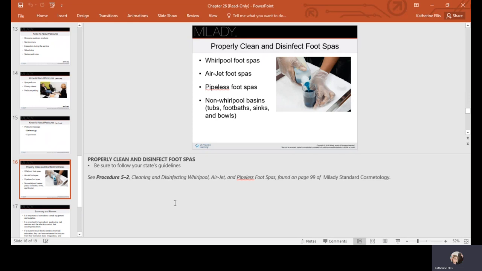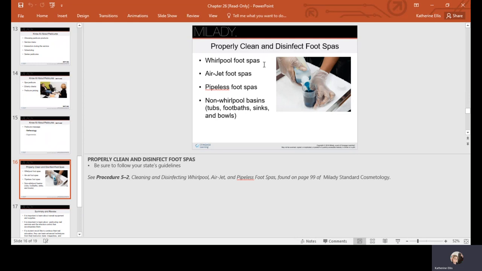Whirlpool foot spas, air jets, and pipeless, non-whirlpool units, which are just a basin, a tub, a foot bath, or a bowl, all have to be properly cleaned and disinfected. Probably the worst, in my opinion, the most egregious, is the whirlpool, because it has those jets, and as you're using your lotions and potions, that product builds up inside those jets, which they are supposed to take apart and clean daily. You are supposed to be running disinfectant for 10 minutes behind every client. And we all know that's not happening at a lot of places. That's why they became a target, because they were so susceptible to spreading infections.